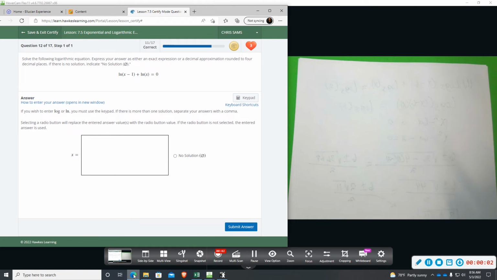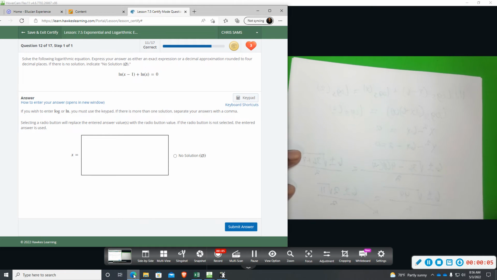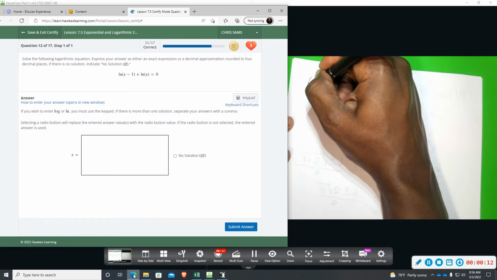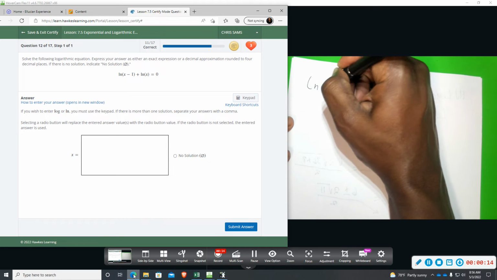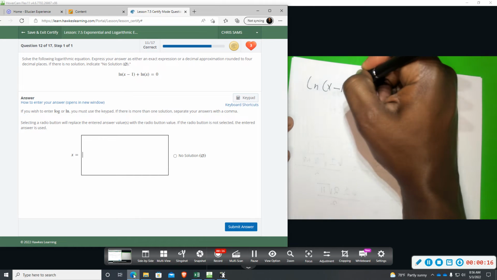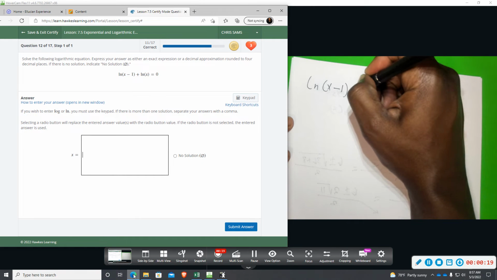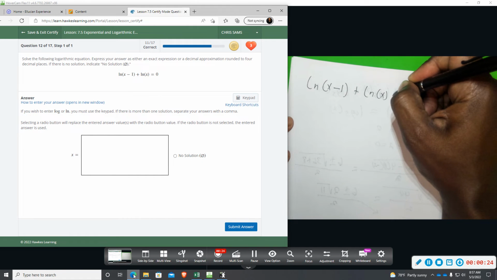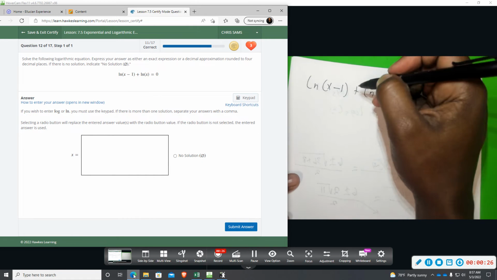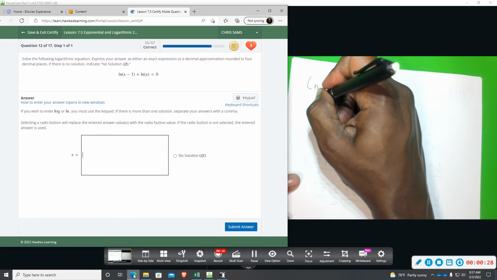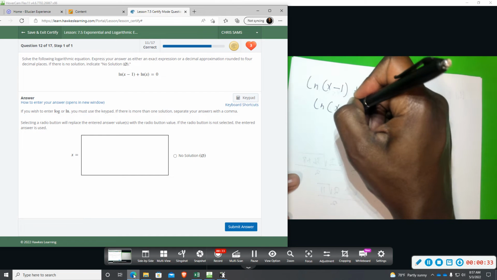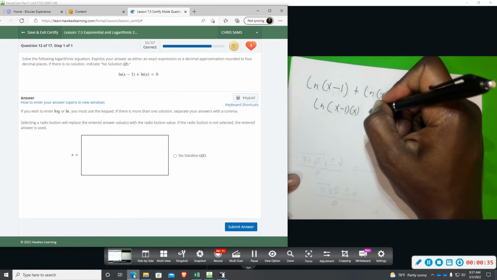Number 12, we're going to solve this logarithm expression. So we have ln of x minus 1 plus ln of x equals 0. Because they're being added, we can combine them. ln, this will be x minus 1 times x equals 0.